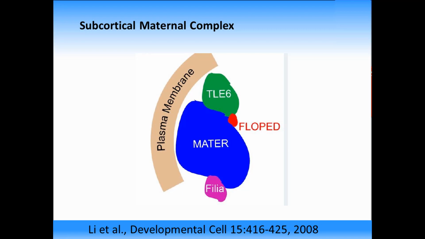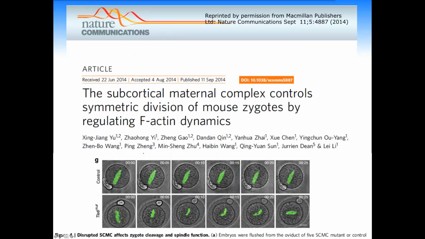Here's the plasma membrane. Mater is the founding molecule of this complex. It includes Filia, Floped, and TLE6. Now it turns out this subcortical maternal complex controls symmetric division of mouse zygotes by regulating F-actin proteins. And you can see here that when they knock out this member of the complex, the spindles don't form normally. So there's an important function here that's defined by this maternal complex.